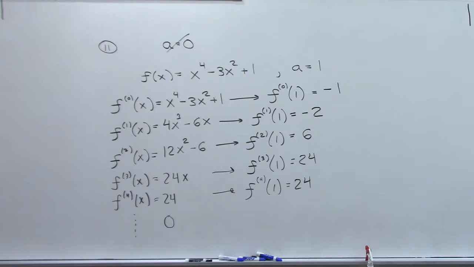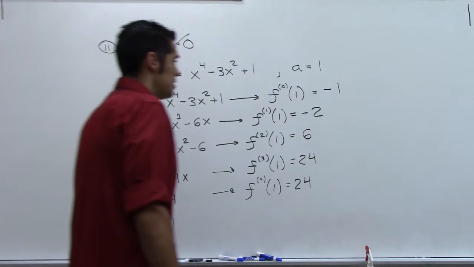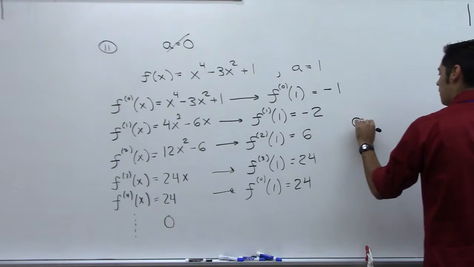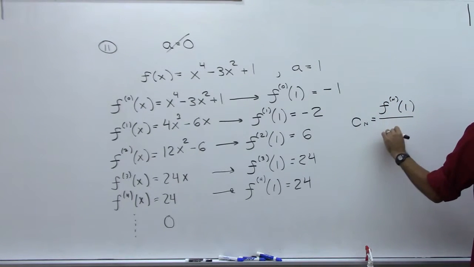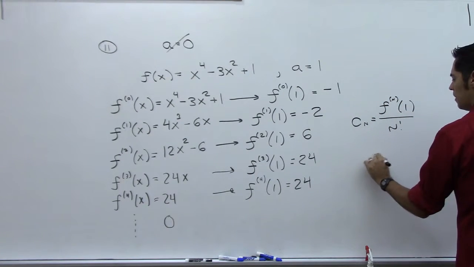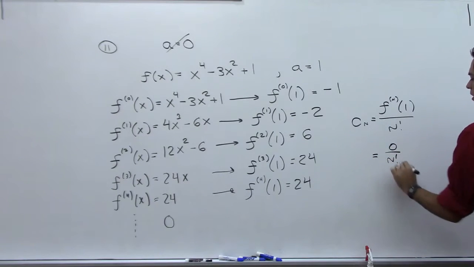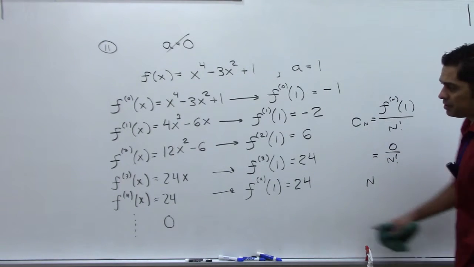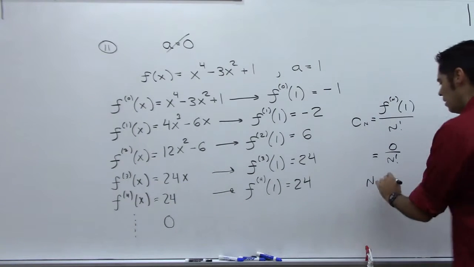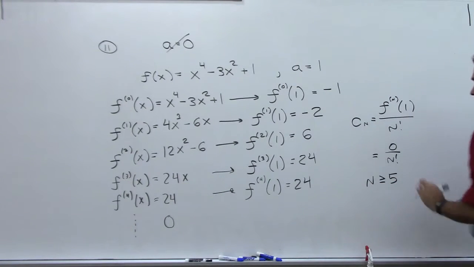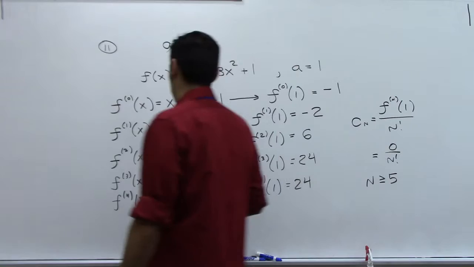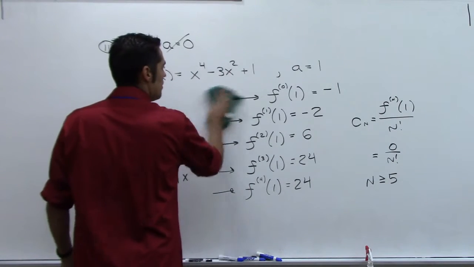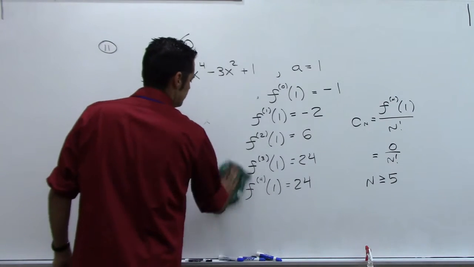That means that this c sub n, which is the nth derivative at 1 over n factorial, is going to be equal to 0 over n factorial as long as n is greater than or equal to 5, the fifth derivative and on. So I'm just going to have a bunch of zeros once I get to the fifth power in my power series. So it's time for me to write out my power series.